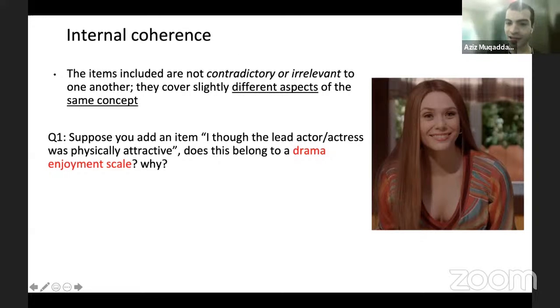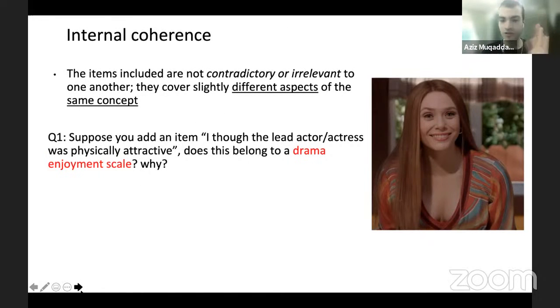Right. So can you watch a terribly done show and still find the lead actor or actress to be attractive? Right. So if one can exist independent of the other, then the answer is no. It is a different thing. It could be related though. So you are attracted to shows that feature attractive people, but that could lead to you enjoying it, but it could not as well, right? So it's a different concept, but not the same. It does not belong there, right? So that's what we mean by internal coherence.